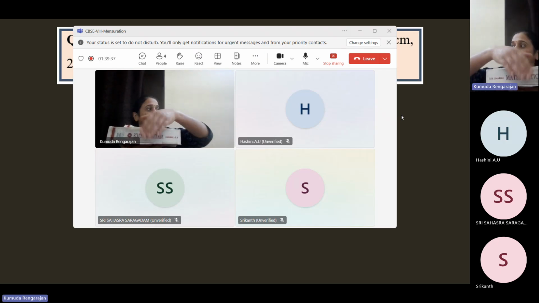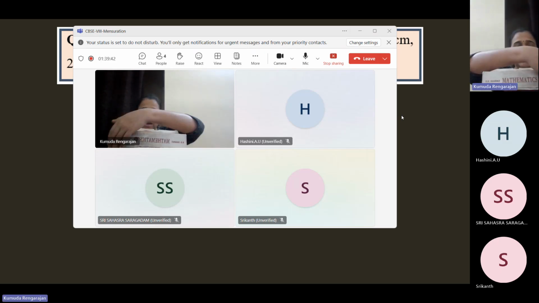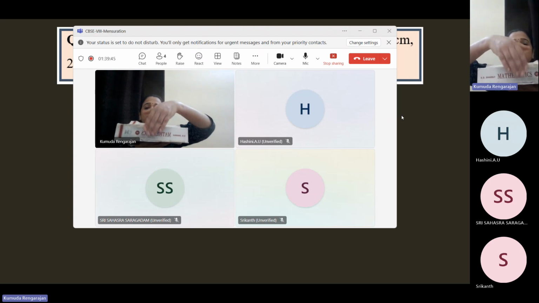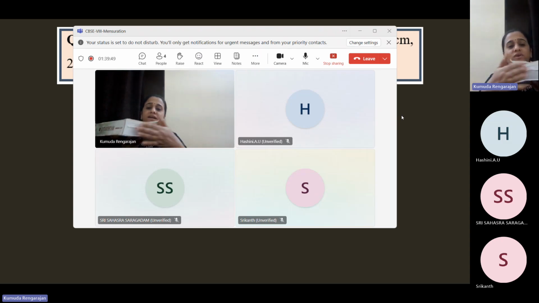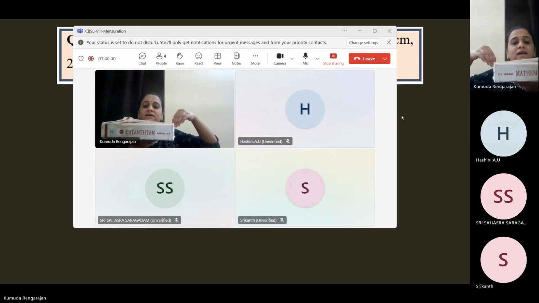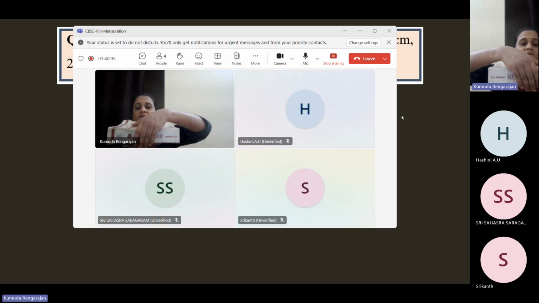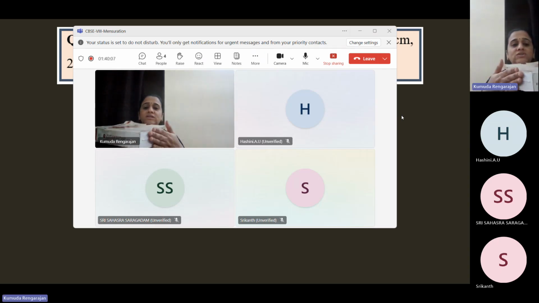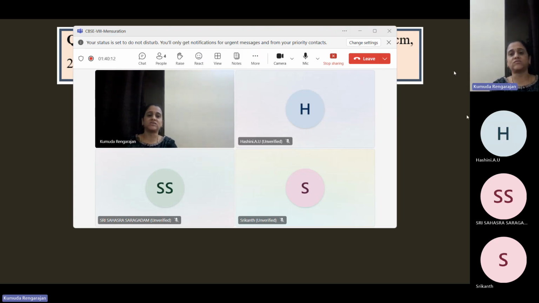What's the area of the front face? L into H. What's the area of the side face? B into H. And the top face? L into B. L into H, B into H, L into B. These are the 3 different faces, or the 3 adjacent faces.